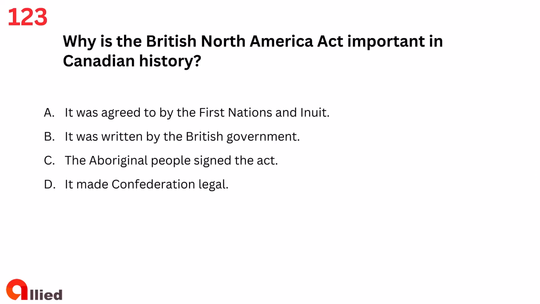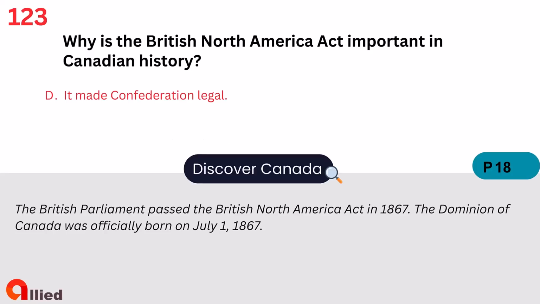Question 123. Why is the British North America Act important in Canadian history? A. It was agreed to by the First Nations and Inuit. B. It was written by the British government. C. The Aboriginal people signed the Act. D. It made Confederation legal. The answer is D. It made Confederation legal.